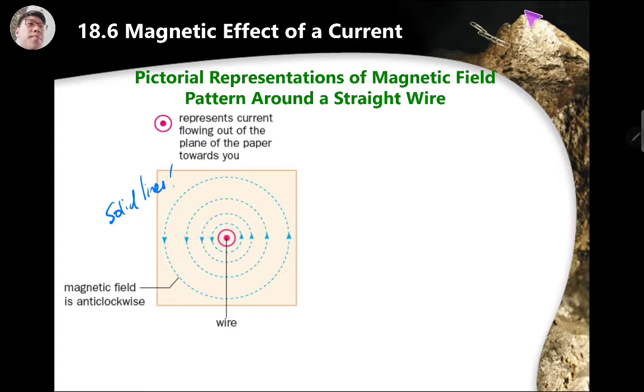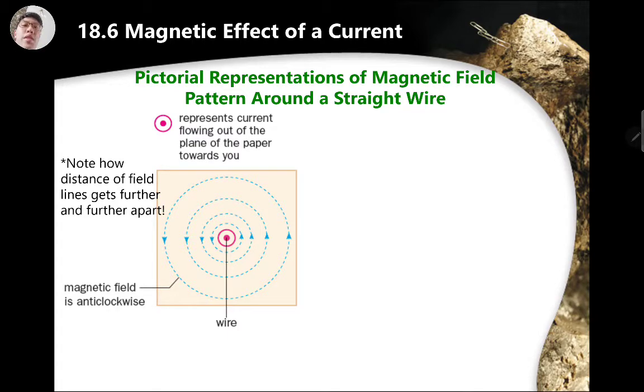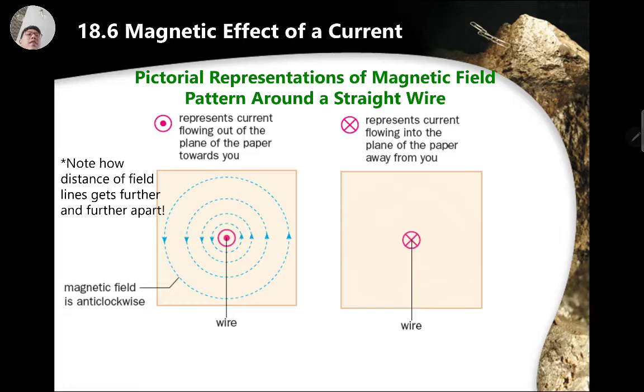Okay, anyway, what about the opposite direction? Note how the distance of field lines get further and further apart. What about the other direction? This is a wire with an X. If X, it means it's going into the paper. So X represents current flowing into the plane of the paper, away from you.